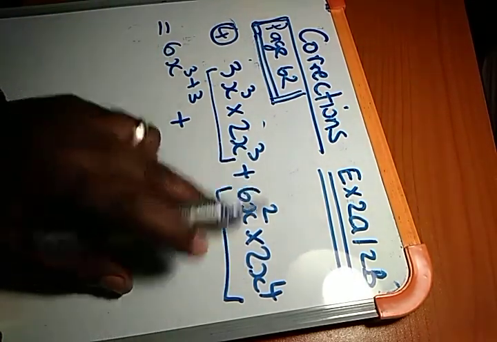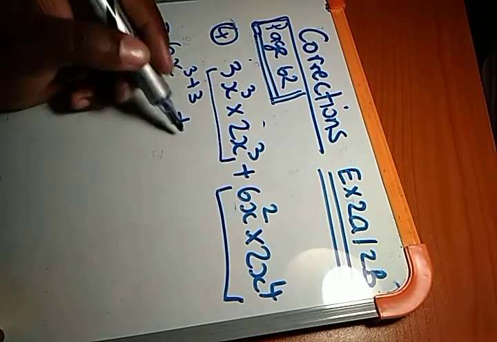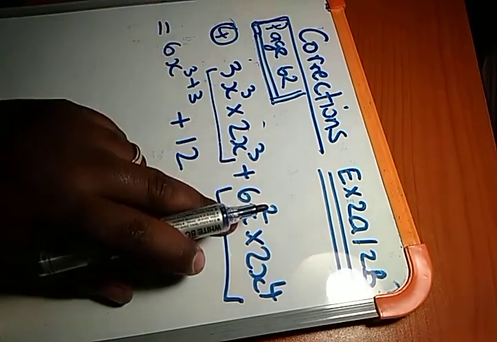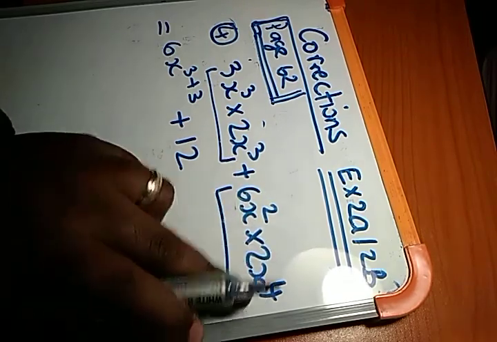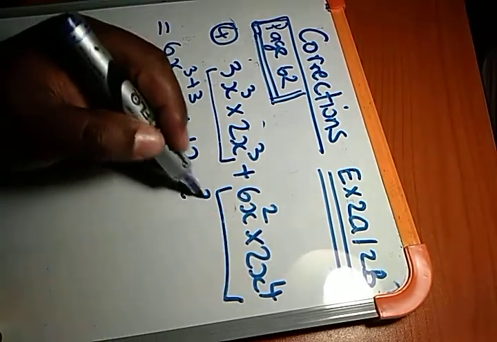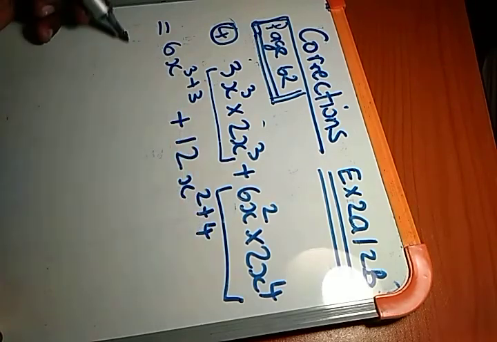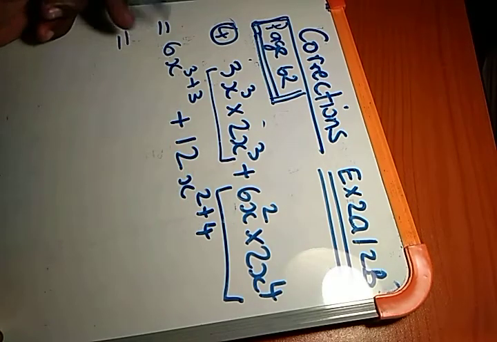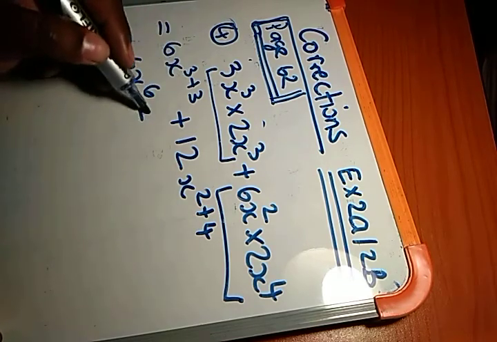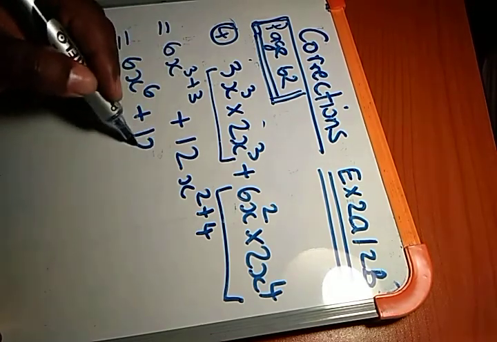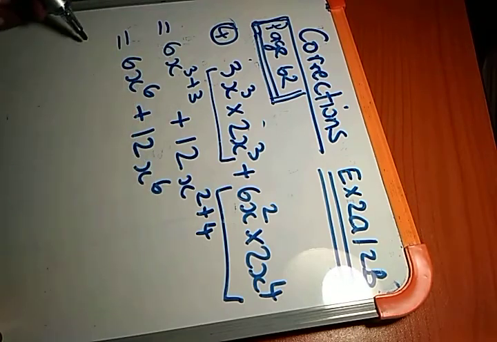Then we're going to go to the plus there. 6 times 2 is 12. And then we have x squared again here. Law number 1, powers of the same base, you add the exponents. x to the 2 plus 4. So what will this end up being? It's 6x to the power 6 plus 12x to the power 6, okay?